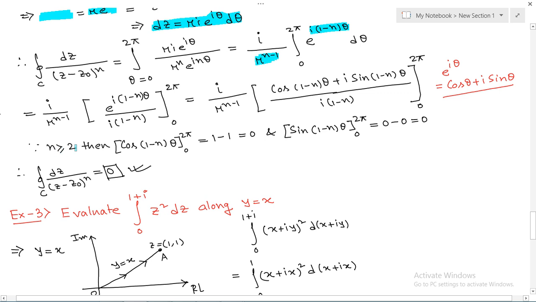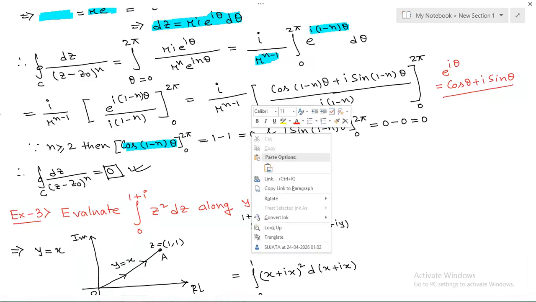Since n is greater than or equal to 2, whenever we put 2 pi in cos of (1 minus n)theta, it becomes cos of an even multiple of pi, because 2 pi is there. So cos of an even multiple of pi is always equal to 1, and cos 0 equals 1. So here it becomes 1 minus 1, which is 0. So the first term is going to vanish, right?